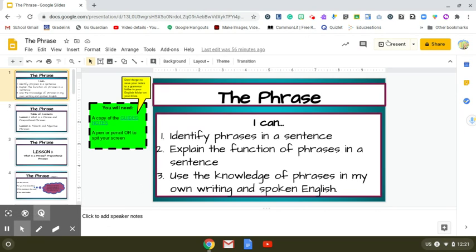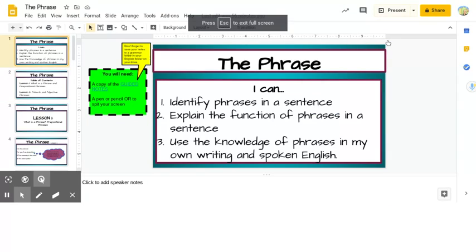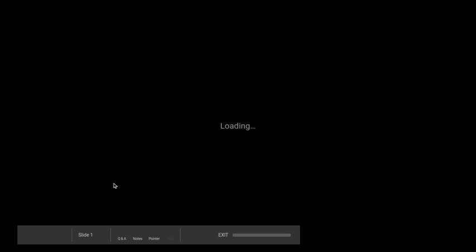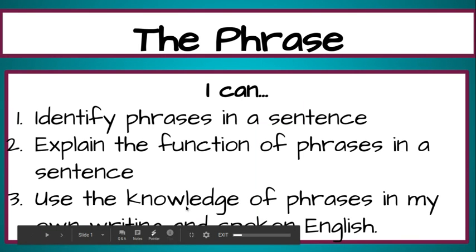All right, here we go. What are phrases? So the purpose of this grammar lesson is so that you're able to become familiarized with phrases. By the end of this entire unit on phrases, you should be able to identify phrases in a sentence, explain the function of phrases in a sentence, and finally, use your knowledge of phrases in your own writing and speaking of English.